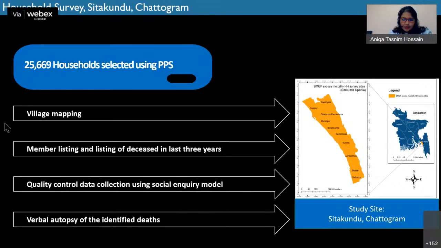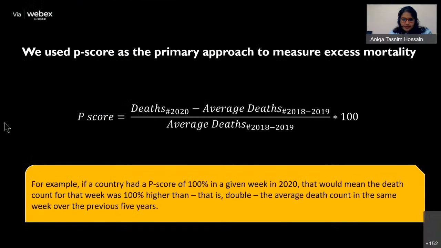And finally, with all the identified deaths, we conducted a verbal autopsy, and we used algorithms to assign causes. But we're still analyzing that data, and we're trying to understand the best way to report on the causes of death.